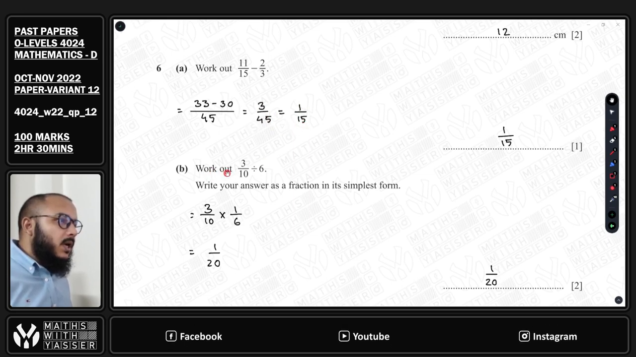Then we have work out 3 over 10 divided by 6. And we are asked to write the answer as a fraction in its simplest form. So 3 over 10 times 1 over 6. Since they're asking us to divide it by 6, we can also multiply with its reciprocal, and the reciprocal of the number 6 is 1 over 6. So we will end up getting 3 over 60.